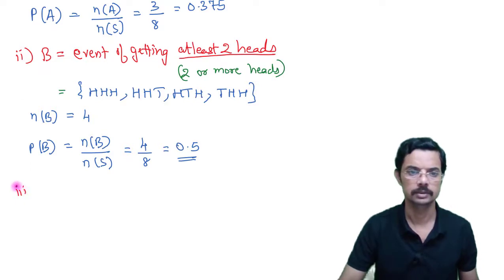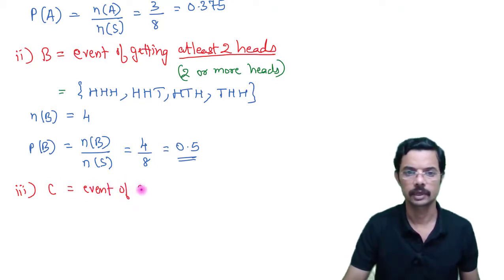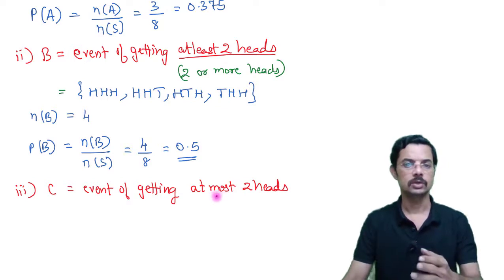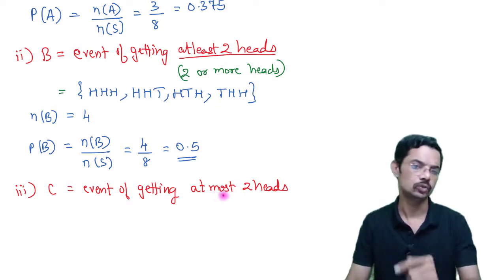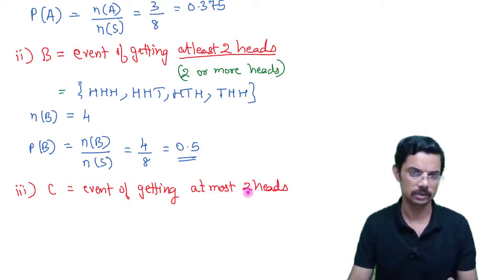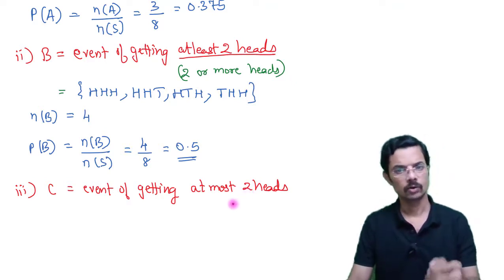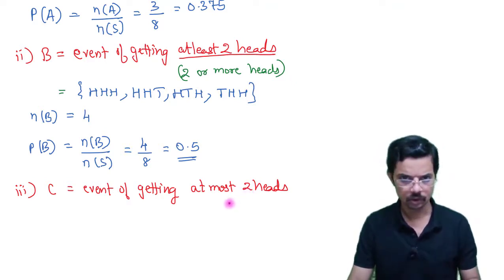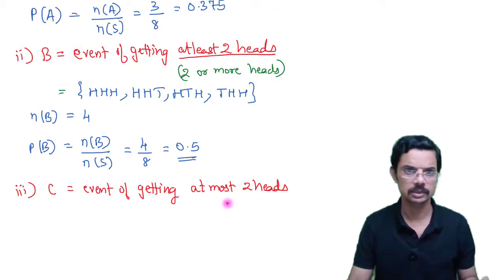The third one is, say C is equal to event of getting at the most 2 heads. At the most 2 heads means less than or equal to 2 heads. Either no head or 1 head or 2 heads, not more than 2 heads. So 3 heads case is not possible.